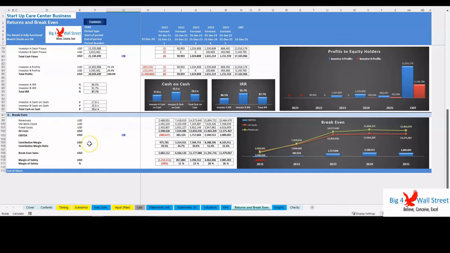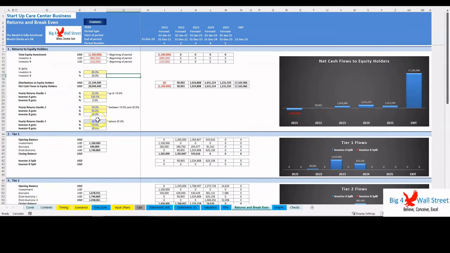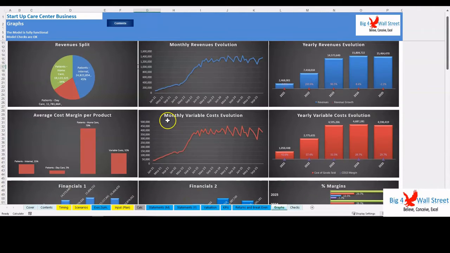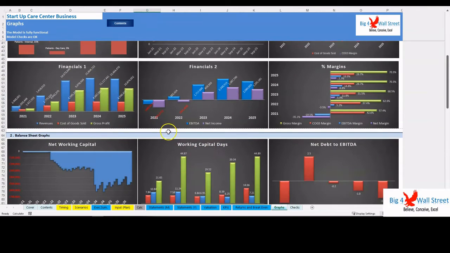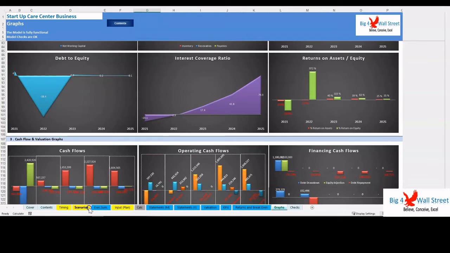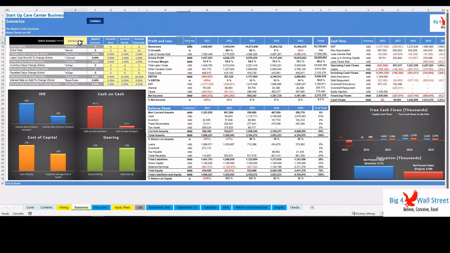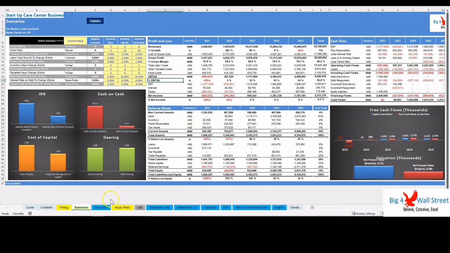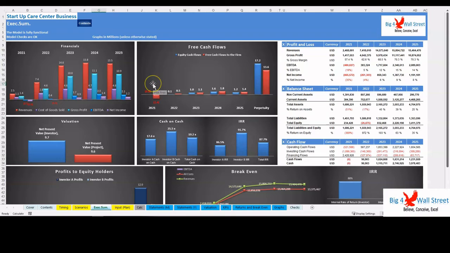All the charts are in the Graphs tab, business and profit and loss charts, balance sheet graphs, and cash flow and valuation charts. The user can also stress test his plan in the Scenarios tab by selecting one of the three scenarios to see the impact on his plan. Finally, the most important financial and business metrics are aggregated in the Executive Summary tab.